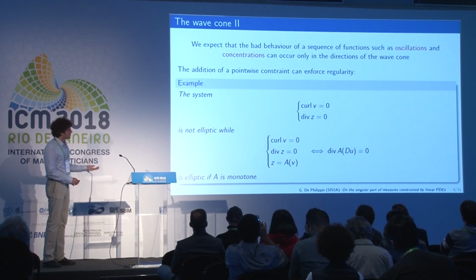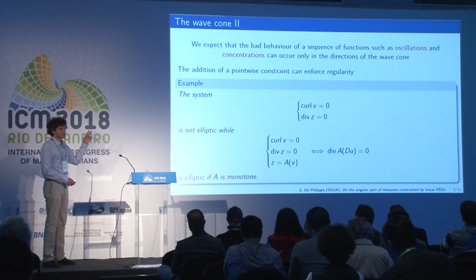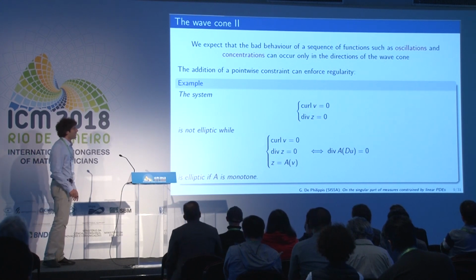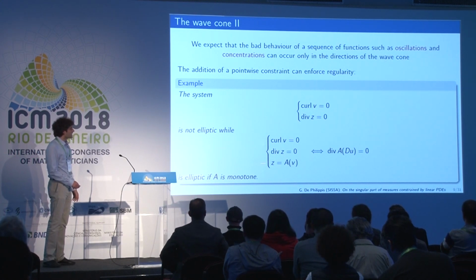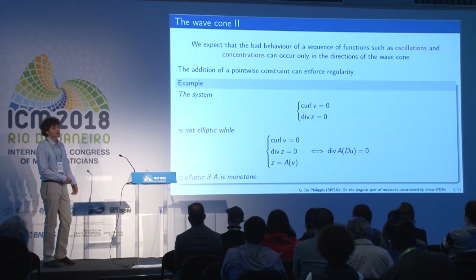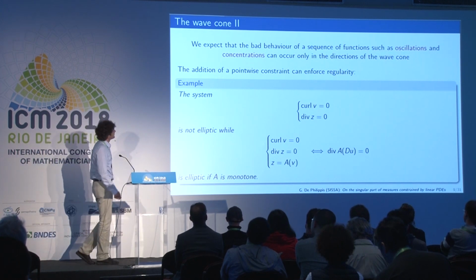So this is just one example. This system is not elliptic at all, because this is just curl of v equals 0, divergence of z equals 0. These are not two elliptic equations, independently and coupled together. But once you add a pointwise constraint, if, for instance, your operator A is monotone, then you get an elliptic equation, and this gives you back regularity.